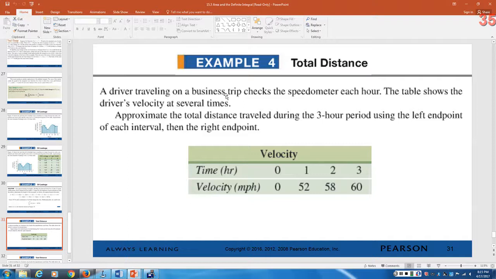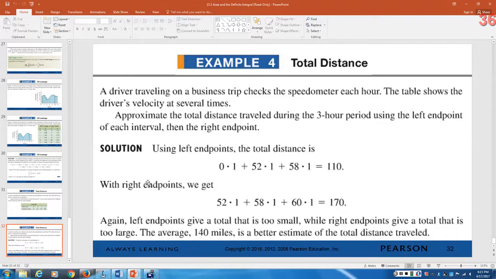You've got a driver traveling on a business trip checking the speedometer every hour. The table shows his velocity at several times. At time 0, when he starts out, he's sitting still. But at the first hour, his speed is 52 miles an hour. At the second hour, his velocity is 58 miles an hour. And at the third hour, his speed is 60 miles an hour. What I would want to know from that is, how far did he go?